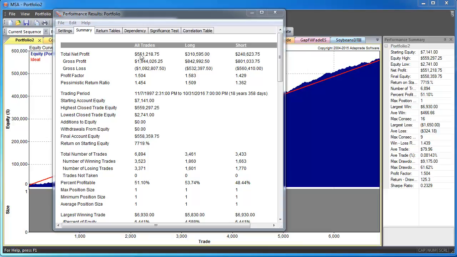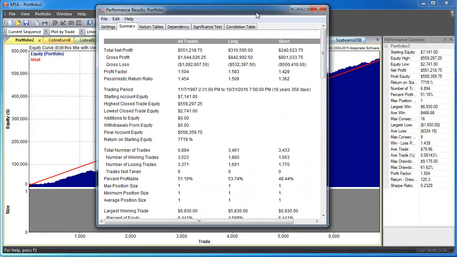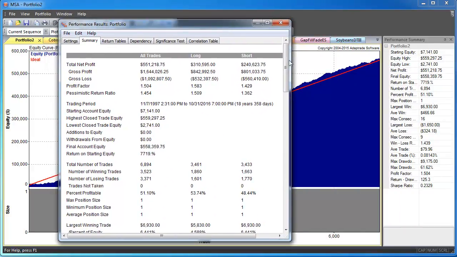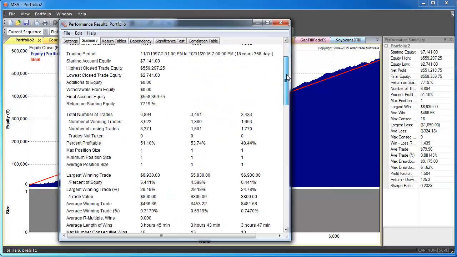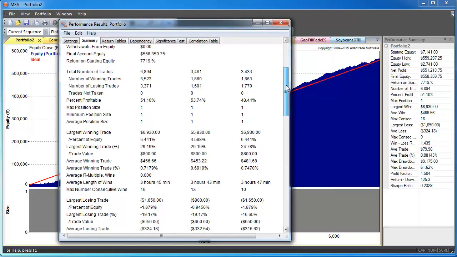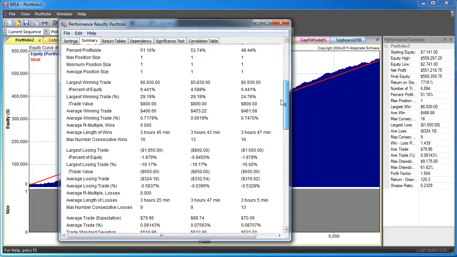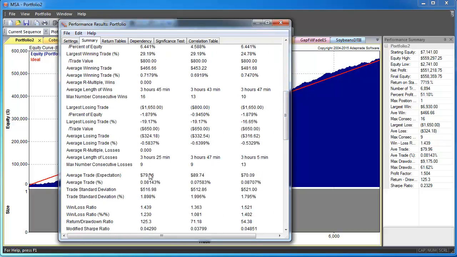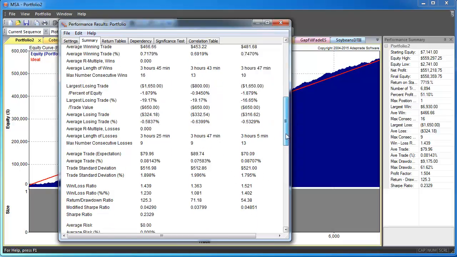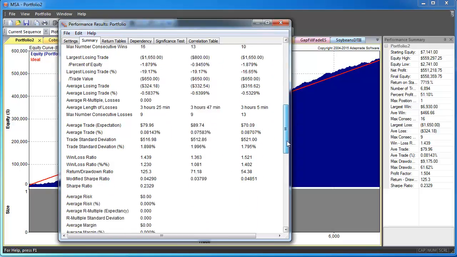We'll go over the main numbers very quickly. The total net profit is $551,000. You see the equity curve in the background. These are day trade strategies, and so you have to take that into consideration. Some of these factors, such as average trade profit: the average trade profit is $79.96, and that's inclusive of all those slippage and commission numbers. $89.74 for long, $70.09 for short. So the long side does better overall.